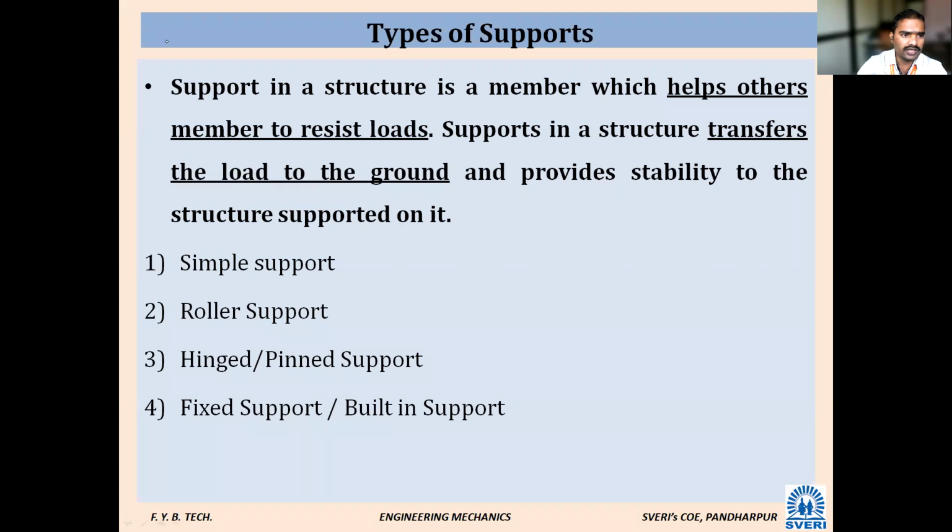Yes, sir. So the next concept is we will move on to the types of support. So what are the types of support? First of all, you should know what a support is. In all engineering problems, when you come to civil engineering or any other subject, supports are very important. So first we will see what a support is, what the classifications of supports are, and how to find the support reactions.